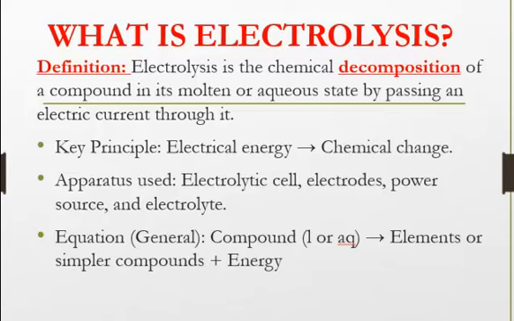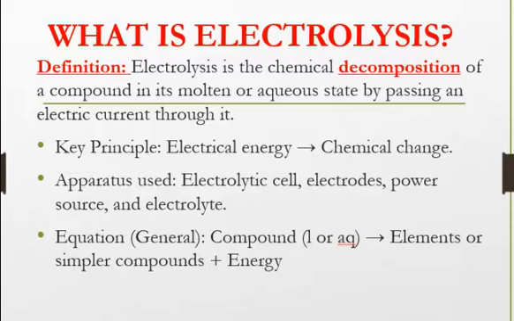I believe you can get that now. That is what we refer to as what? Electrolysis is the chemical decomposition of a compound in its molten or aqueous state by passing an electric current through it. Molten is just like a semi-liquid. They are not actually liquid, but they are in a molten or aqueous state. That is what electrolysis is.